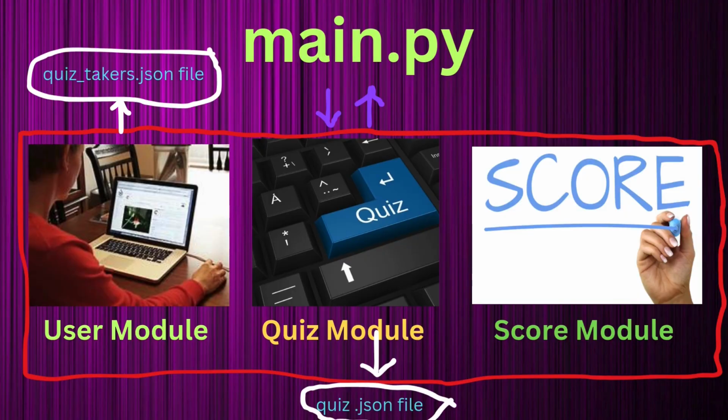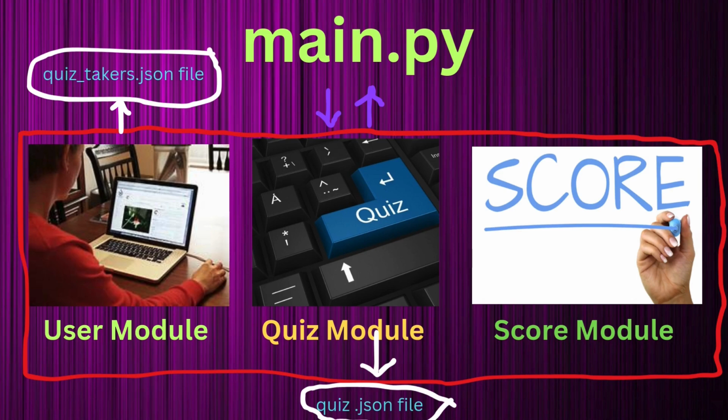Okay? So this is our logic, right? We are asking the user to enter the name and age, and we are then enrolling it into a file named quiztakers.json, and then we are showing them the quiz, and we are updating the score and displaying it. This is what happens in our project.